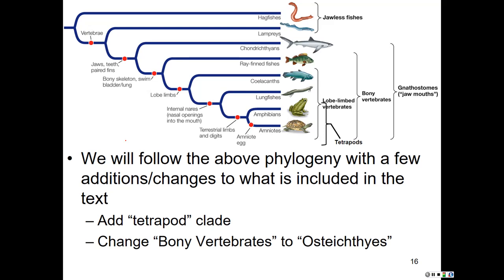So we're going to follow this above phylogeny with a few changes. We are going to change the name bony vertebrate to osteichthyans. So we're going to change that name here. So that's going to be known as the osteichthyans. And we want to add a clade here that we're going to call the tetrapods. So that's just a little bit different from what your book shows us.